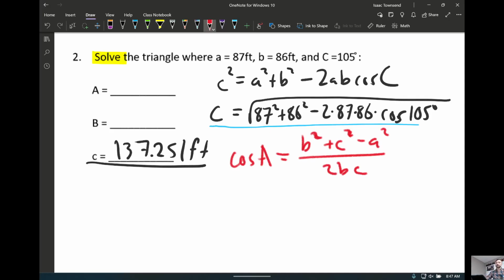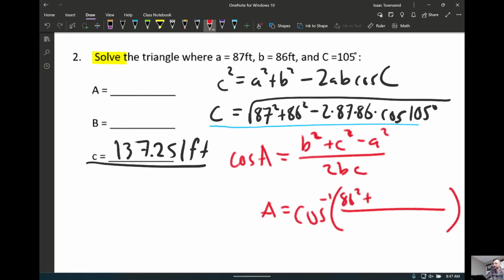So same way I started off with the square root here, I would suggest that maybe you start off with doing inverse cosine so you don't forget about it. Plug in length B for B, plug in length C for C, that's what I had up here. Plug in length A for A, plug in B a second time, plug in C a second time.